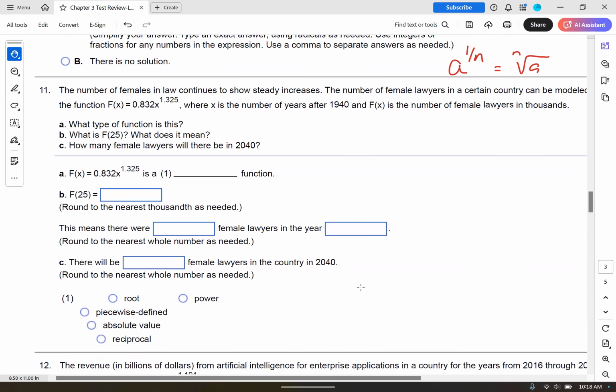Is it a root function, a power function? You got to drop down here. A piecewise defined function, an absolute value function, or a reciprocal function? Why is it a power function? You're raising x to a power.